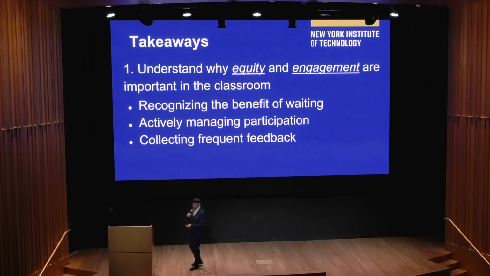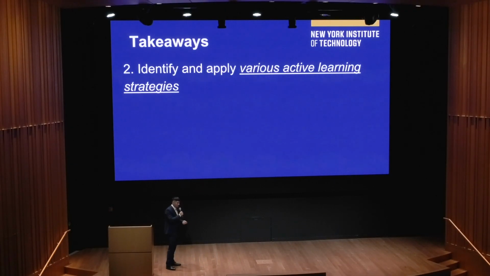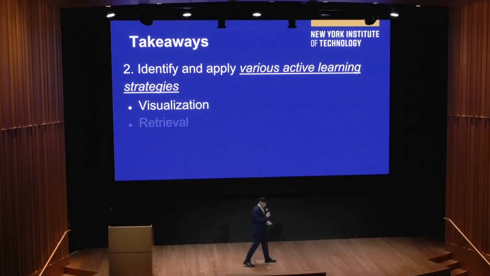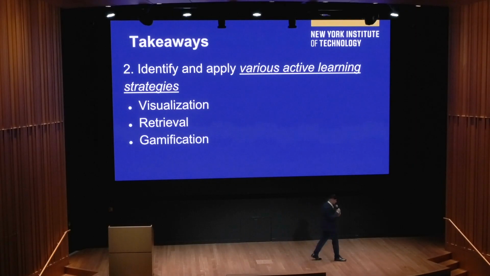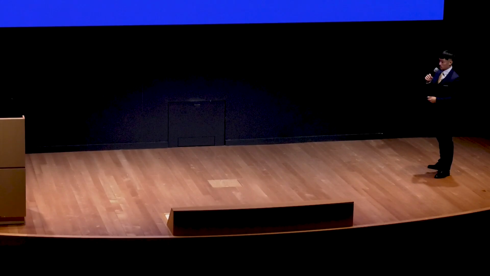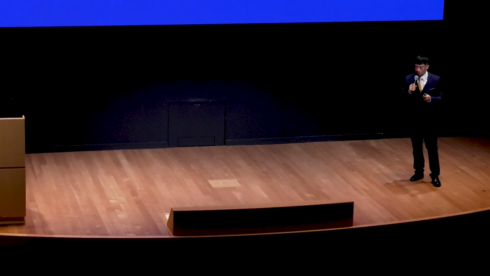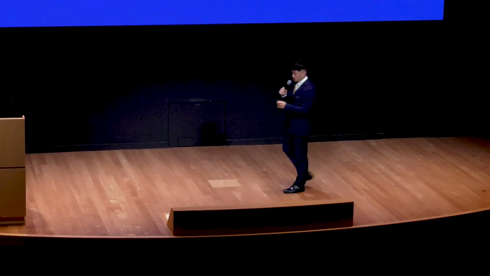And for the second learning objective, I wanted you all to be able to identify and apply various active learning strategies. Now, the three I talked about today, again, were visualization, retrieval, and gamification. Now, realize I'm not saying that you're supposed to use these three, but I am saying use a variety, because there are hundreds of strategies that you can use and that I can talk about, but I don't want to keep you guys here any longer than you guys should be. So, the big thing here is use a variety to help reach more students.